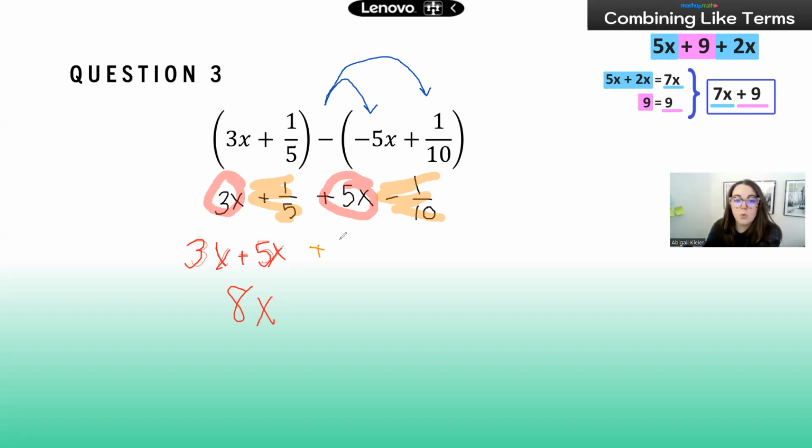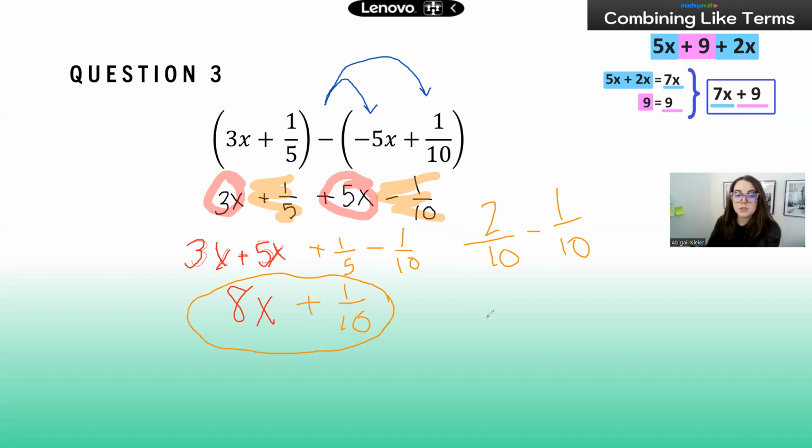I have 1 over 5 minus 1 over 10. Because I have unlike denominators, I cannot just combine like I would normally want to. I do need to find like denominators in order to combine these. So 1 over 5 minus 1 over 10, I can rewrite 1 over 5 as 2 over 10. Those are equivalent. So I have 2 over 10 minus 1 over 10, and that leaves me with a solution of 1 over 10. So this would be my final answer here, 8x plus 1 over 10.